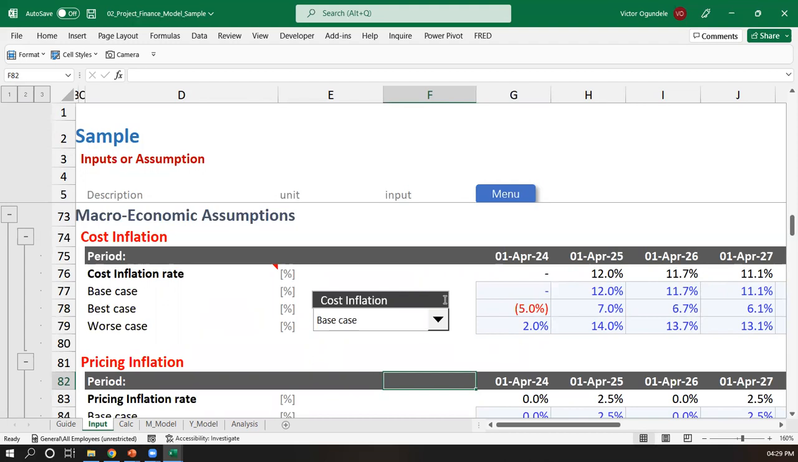right? Because cost is one thing that affects a typical infrastructure project. Cost is very, very important. As a project finance modeler, you always need to be very, very careful and also be able to state those macroeconomic effects very, very well. Now, cost inflation is one important thing.